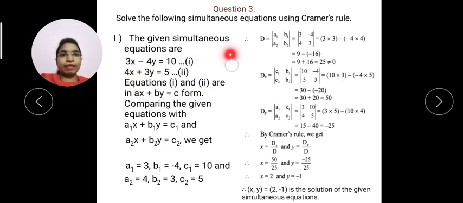Now compare these equations with the general form. What is the general form? Here I wrote, see, a1x plus b1y is equal to c1 and a2x plus b2y is equal to c2. By comparing, we will get the values of a1, a2, b1, b2 and c1, c2. After getting these values, you have to use the formulas of the determinants D, Dx and Dy.